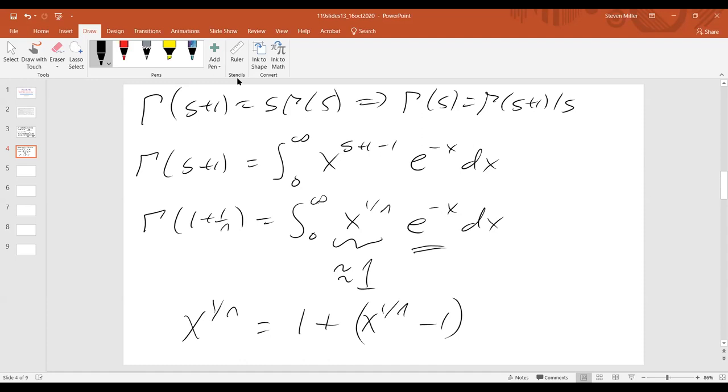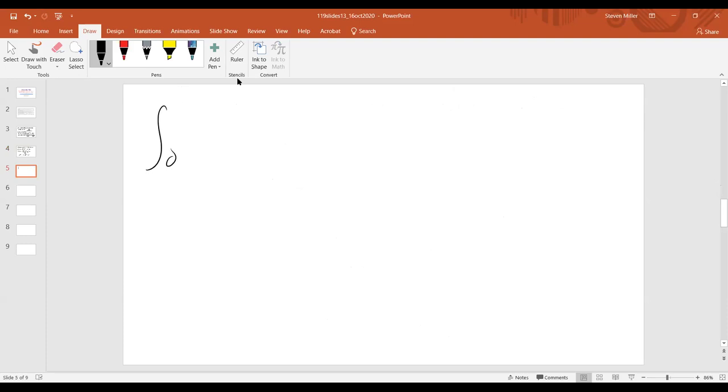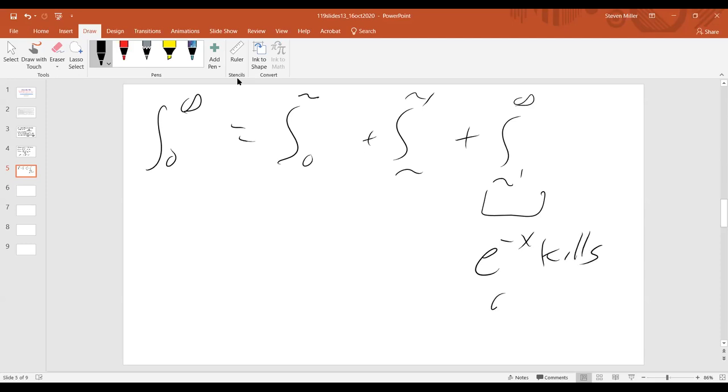And I go through the solution key in great detail. I split the integral from zero to infinity into zero to something, plus something to something, plus something prime to infinity. You split the interval into different parts. And the reason is in each interval, we can use different levels of approximation. When I'm over here, e to the minus x kills all. I don't have to be that close for x to the 1 over n and 1, because the e to the minus x is killing it so tremendously. And then in the other regions, I can sometimes play different games as to how I would estimate.